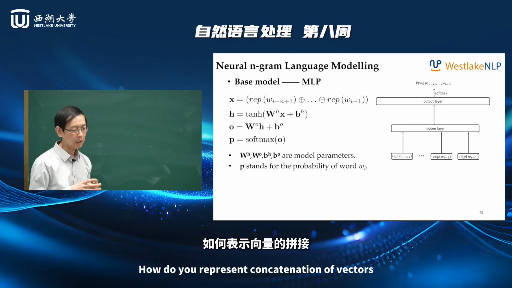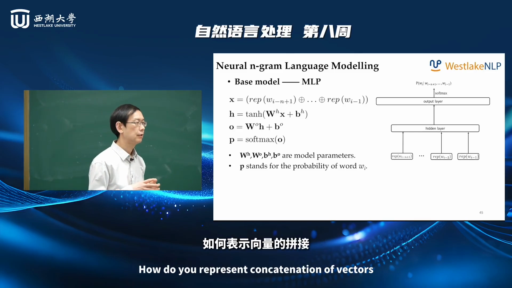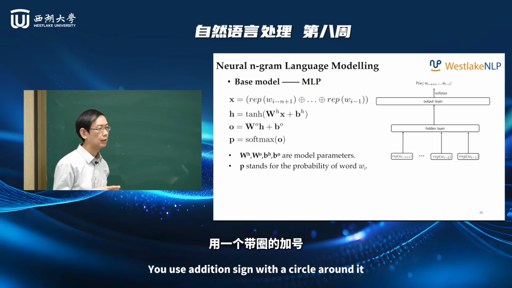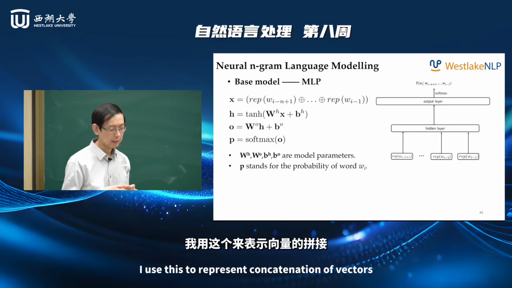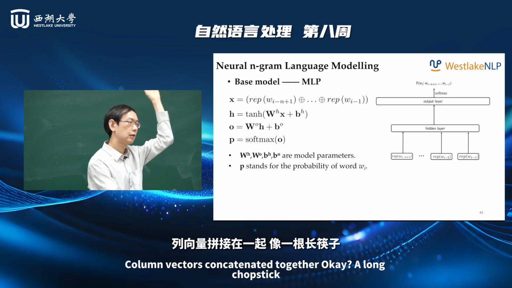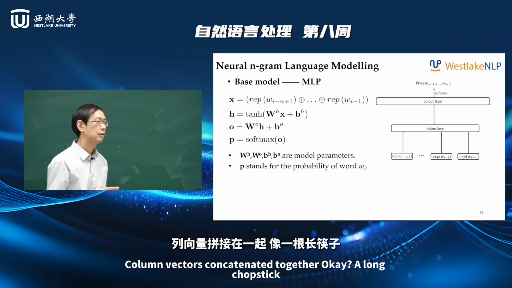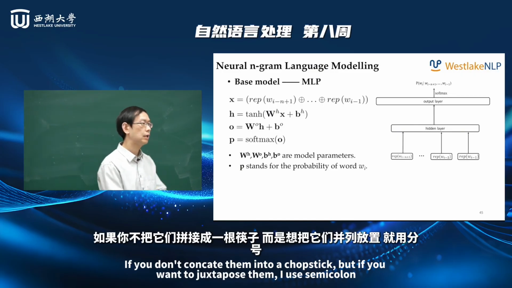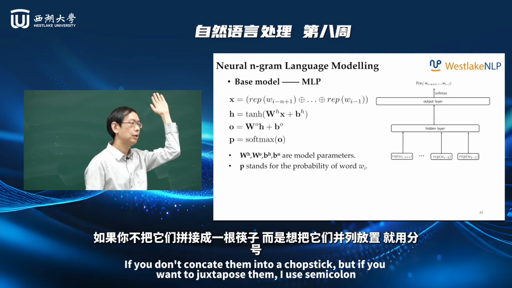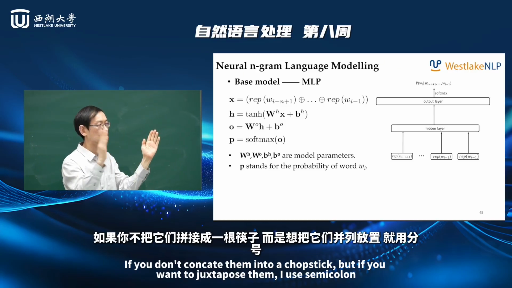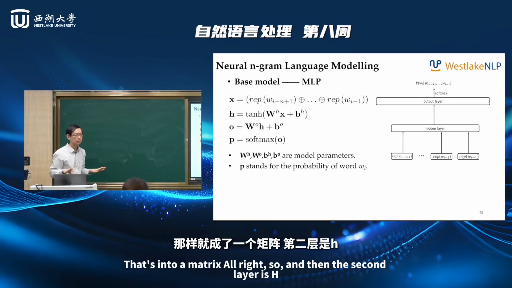How do you represent concatenation of vectors? You use the addition sign with a circle around it. I use this to represent concatenation of vectors: column vectors concatenated together into a long chopstick. If you don't concatenate them into a chopstick, but you want to juxtapose them into a matrix, I use a semicolon.